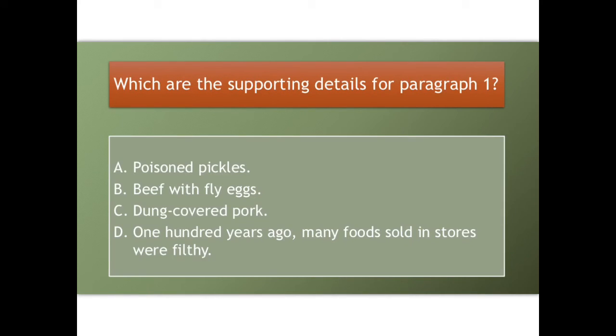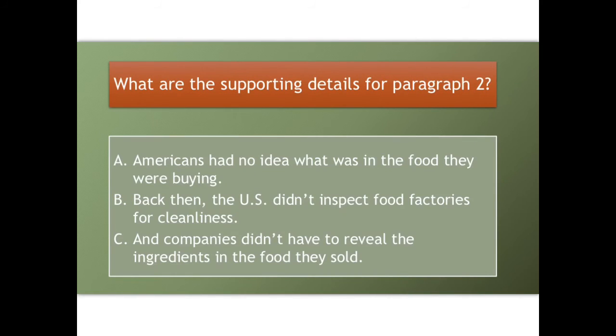Which are the supporting details, oh, look at that plural word there, for paragraph 1? If you answered A, B, and C, you would be correct. What are the supporting details for paragraph 2? Plural word again. If you answered B and C, you would be correct. A is actually the main idea.